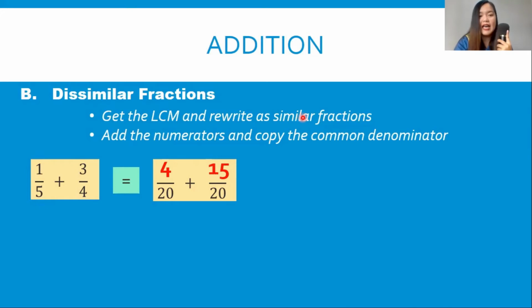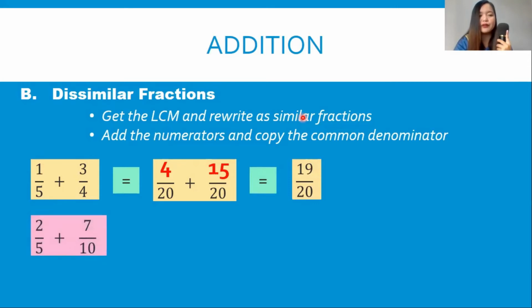Yan. And then, since they are already similar fractions, just add the numerators and copy the common denominator, and you have 19 over 20.